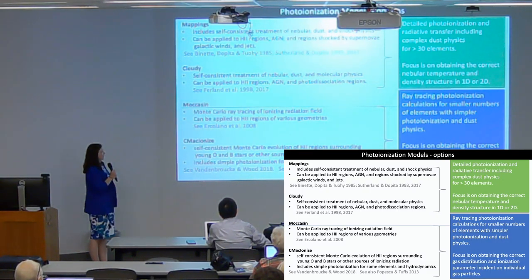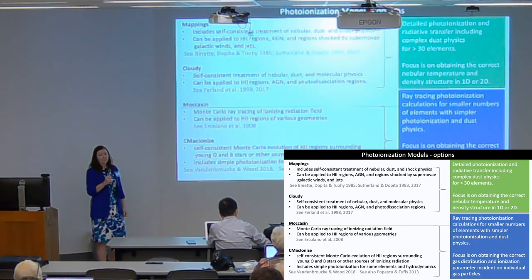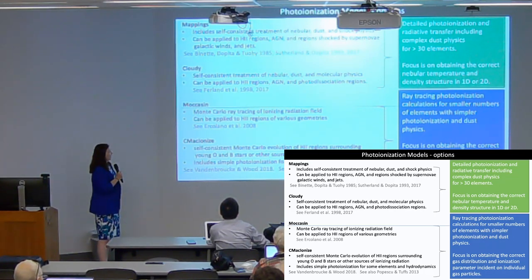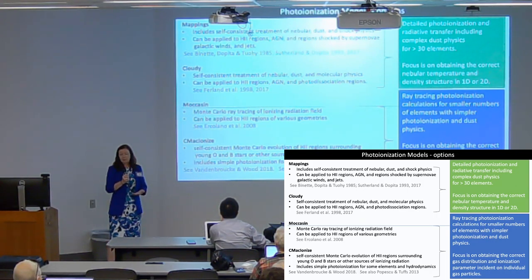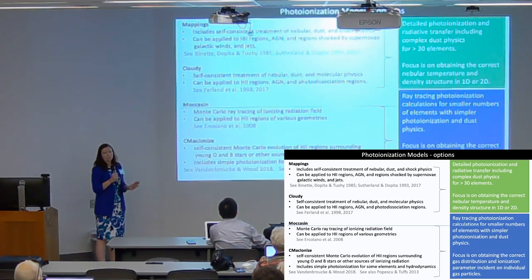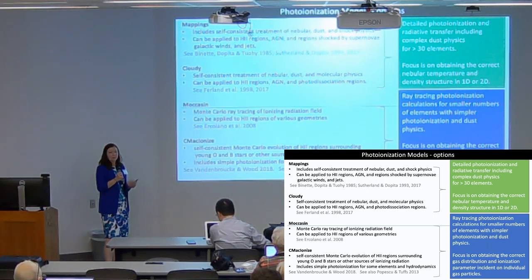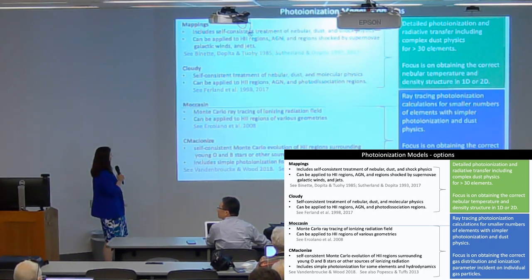Two of the main photoionization models are Mappings and Cloudy. They produce almost identical outputs if you give it the same input parameters, and they give detailed photoionization and radiative transfer for up to 30 elements. And so the 30 element ability is very important for these models, because the elements act as coolants in a nebula, and so you actually have to have an accurate treatment of the elements in order to get an accurate temperature structure in the nebula. And then this is what allows you to derive an emission line distribution in a nebula that is accurate for the particular nebula that you're modeling.